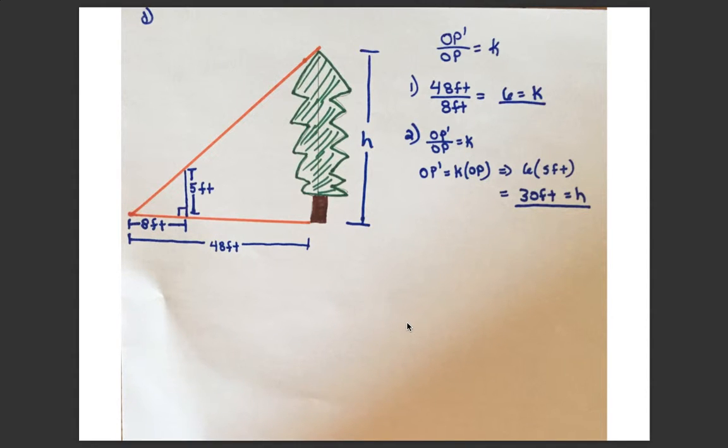In D, we're asked to find the height of a tree. Again, we use our understanding of similarity and dilation. We know that these two triangles are right triangles, and they share this common angle here. Because of that, we can use our understanding of dilation to find the height, which is 30 feet.